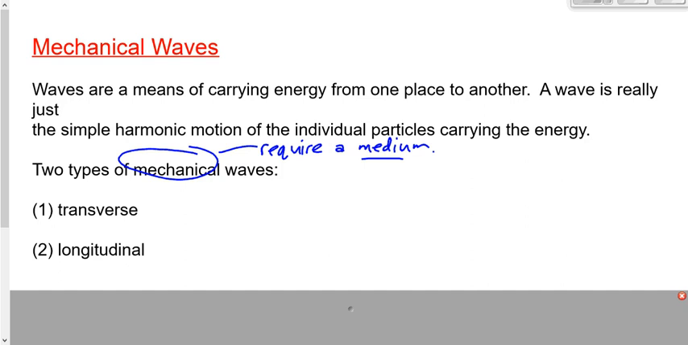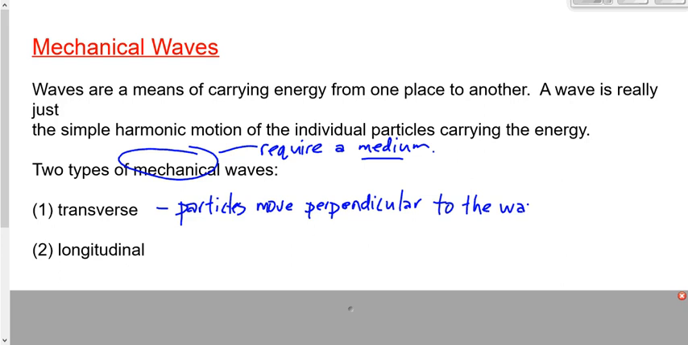The transverse wave was the wave where the particles move perpendicular to the wave. What does perpendicular mean? 90 degrees? Yeah, so if the wave is going this way, the particles are going up and down this way. The wave particles move perpendicular to the wave itself. Wave is going right, the particles go up and down. Wave is going up, the particles move perpendicular to the right in simple harmonic motion.